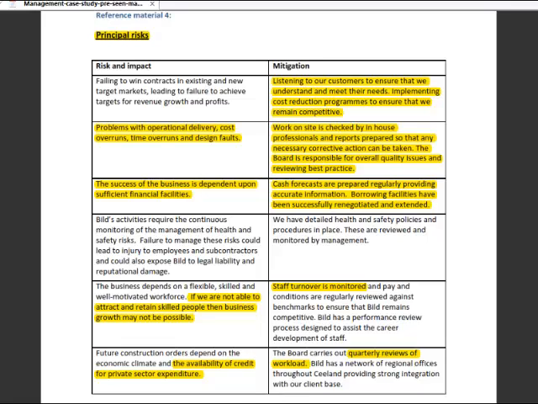The next part, the board is responsible for the overall quality issues and reviewing best practice. And my note when I was reading this is, is this sensible? Why can't you delegate this to the management teams? Why is the board doing this?